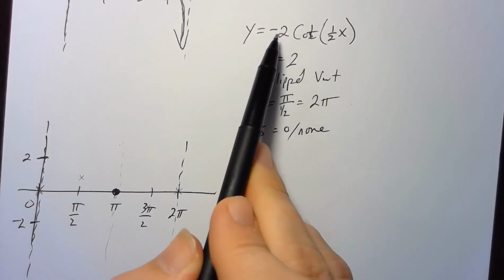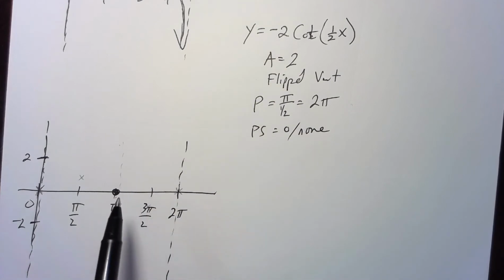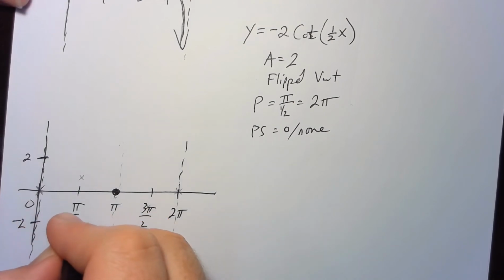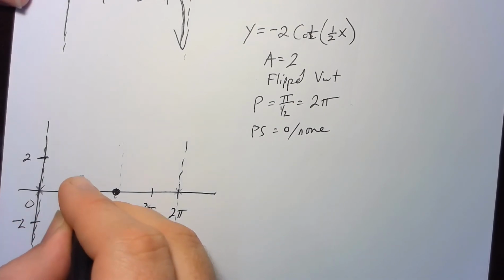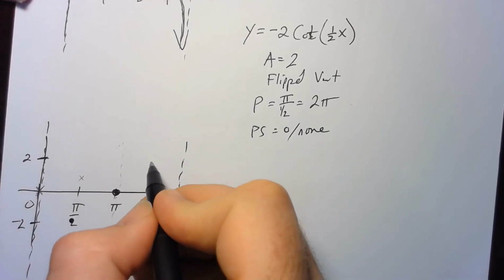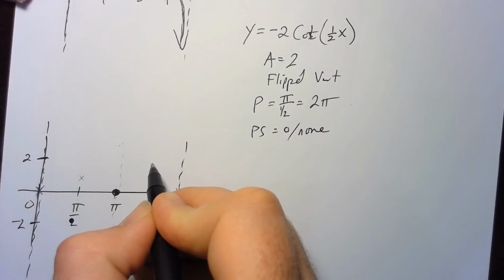Now the last thing I have to do is worry about this negative. The negative is just going to take these locations where I put x's and it's going to flip them to the other side. So I should have a point, give or take, here. Again, it was here, now it's going to be down here. And instead of having the x here for the tangent function, the cotangent function should land somewhere approximately there.